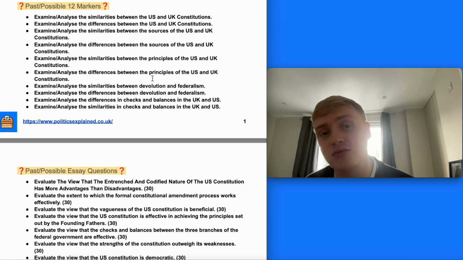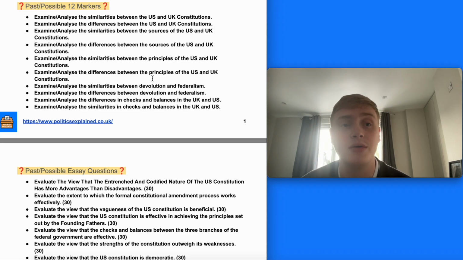And you could also get this in relation to some of the 12 markers, so examine and analyse the differences between the sources of the US and the UK constitutions, or you could get one on the differences between the natures of the US and UK constitutions.